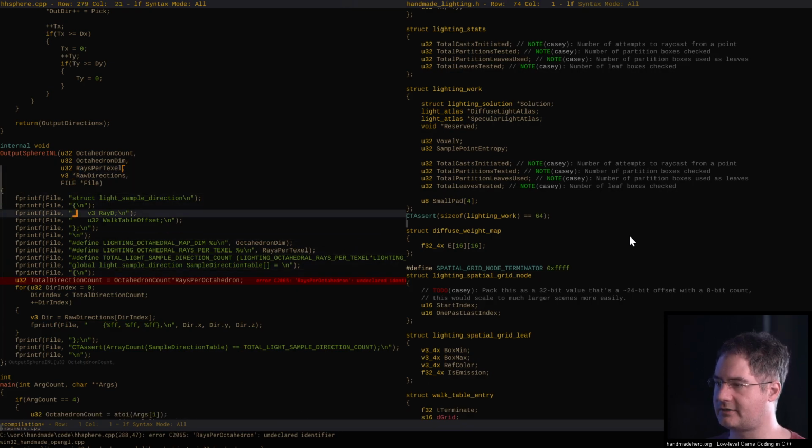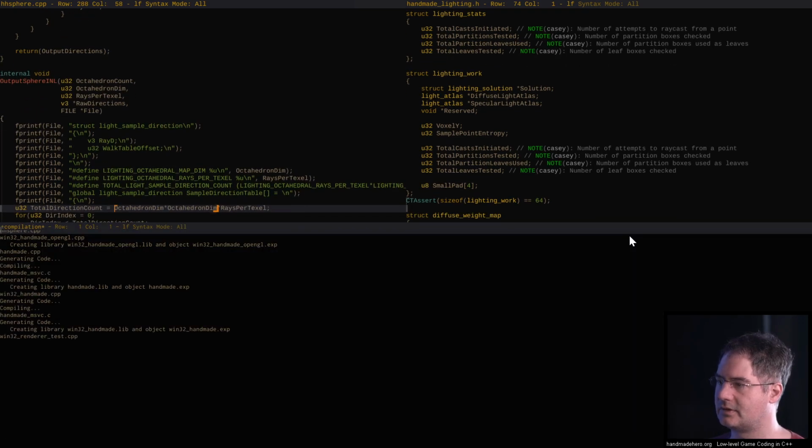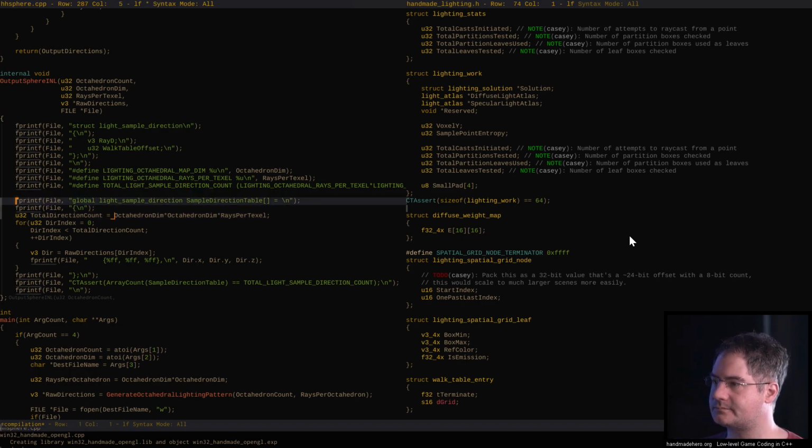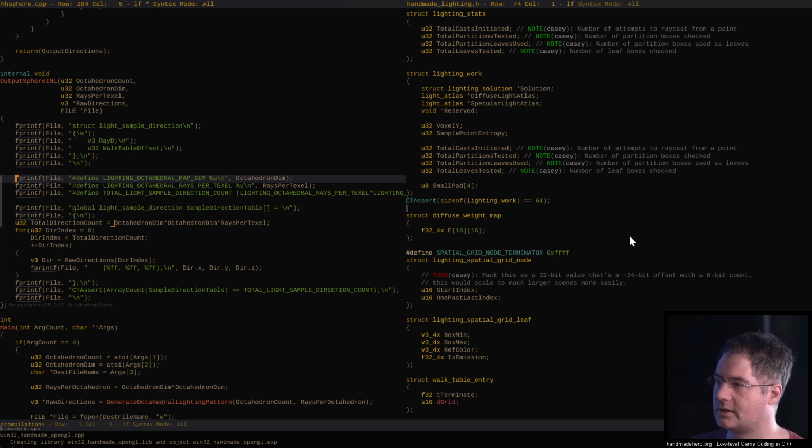So rays per texel is here. So we have the octahedron dim squared. I don't know if square works here. We should probably do it this way because, like I said, it may not work for integers. It may only be for floats. I don't remember. Okay. So I think that's everything that we need to do to print out the correct thing to the file, right?